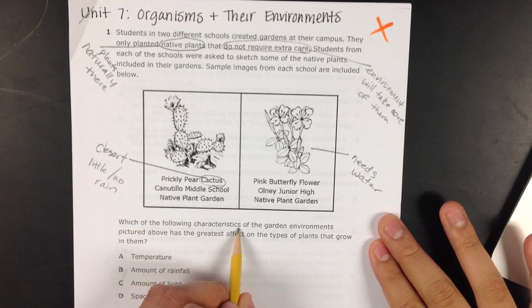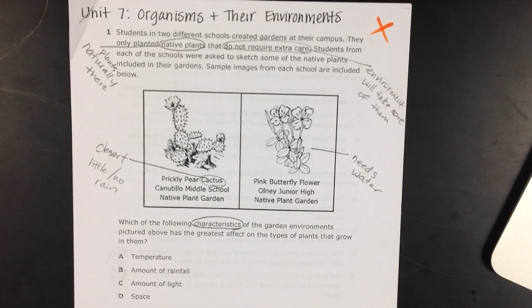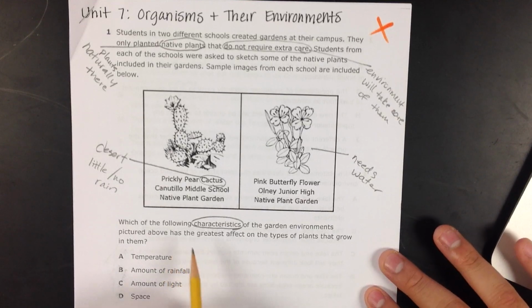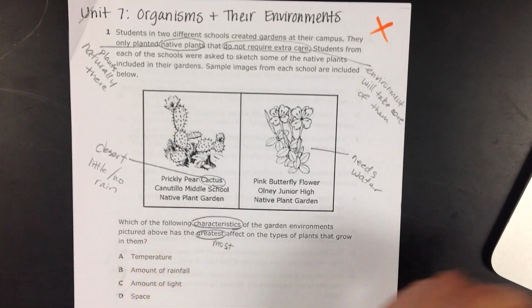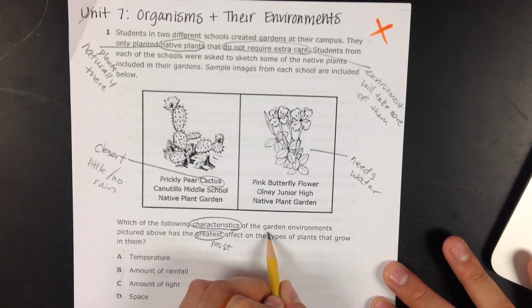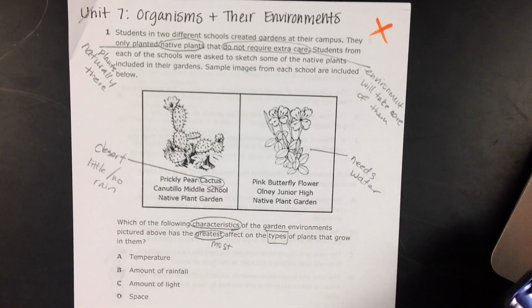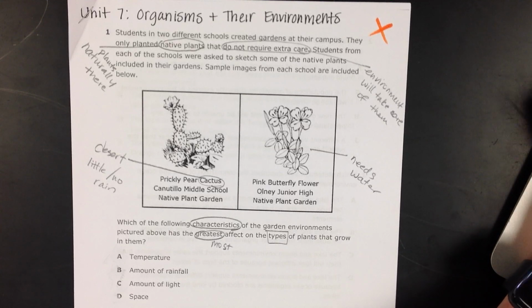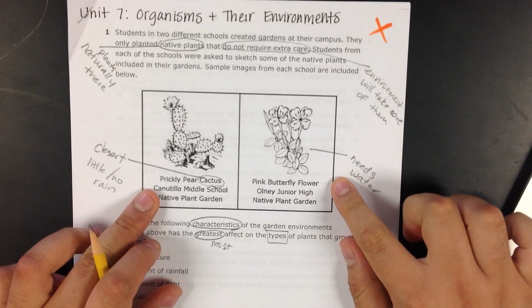Which of the following characteristics of the garden environments pictured above has the most effect, okay? The most effect on the types of plants that grow in them. So we're trying to find out which of the characteristics, which of the descriptions, which of the qualities is going to make an effect on the plants in those gardens. Alright, and these are just samples.